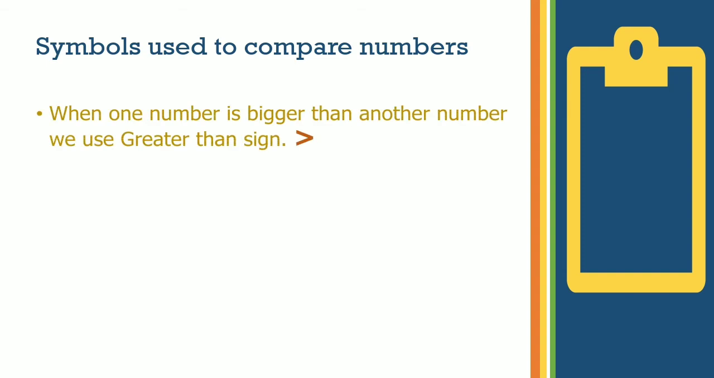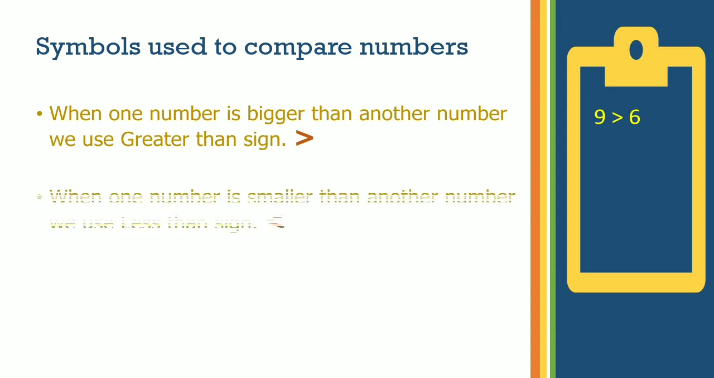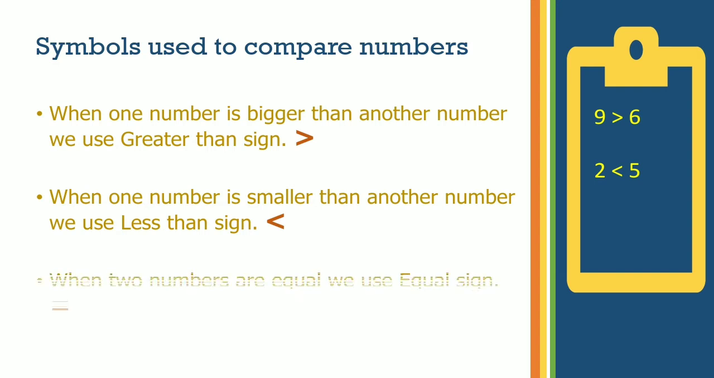When one number is bigger than another number, we use the greater than sign. For example, 9 is greater than 6. When one number is less than another number, we use the less than sign. That is, 2 is less than 5. When two numbers are equal, we use the equal sign, that is equal to. For example, 7 is equal to 7.